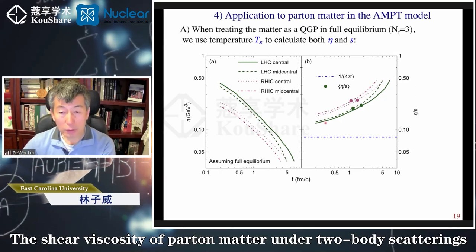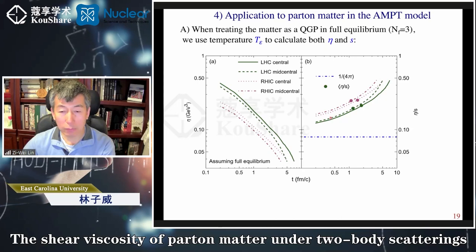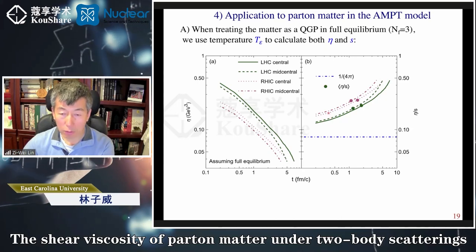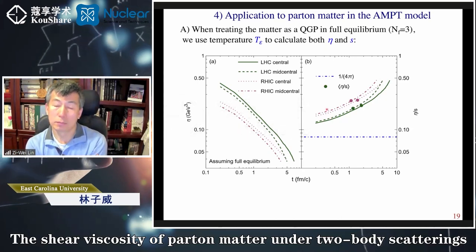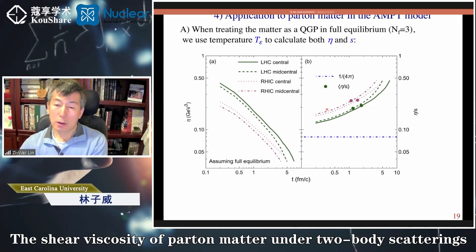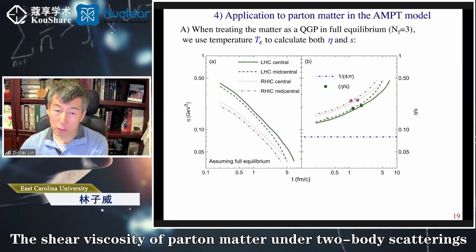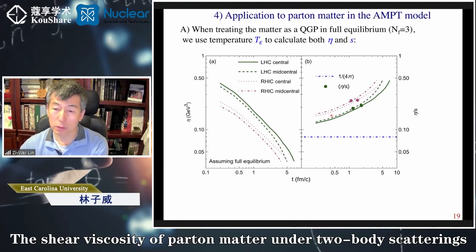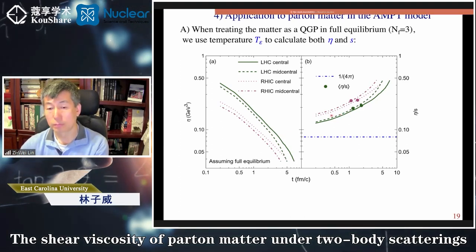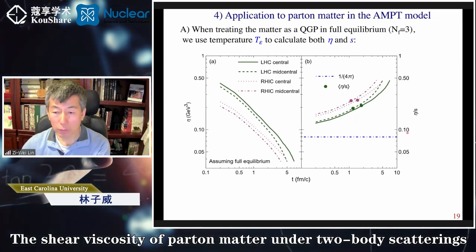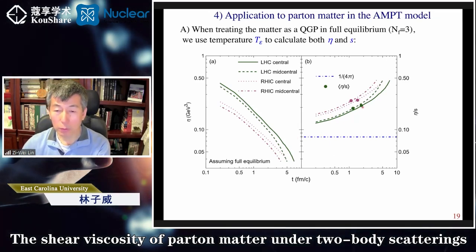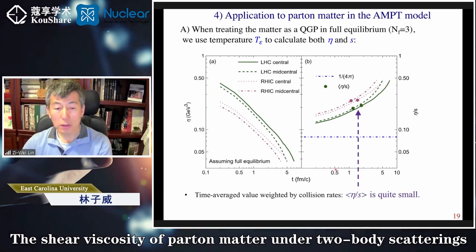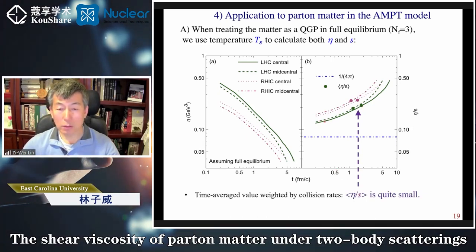And we can see that for LHC, the eta over s ratio is lower than that at RHIC. And also the central collision eta over s is a little bit lower than the mid-central collision. And by the way, this is the 1 over 4 pi. So we can see that eta over s is very small. And this is changing with time.